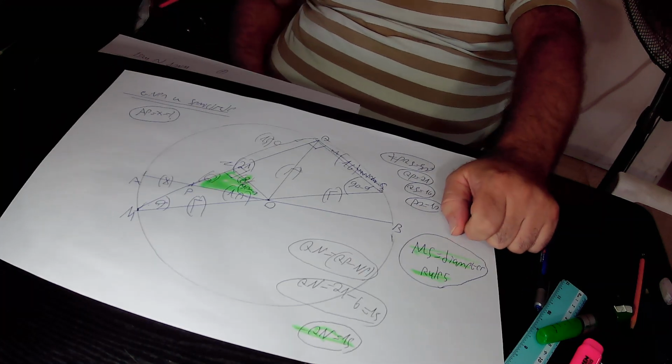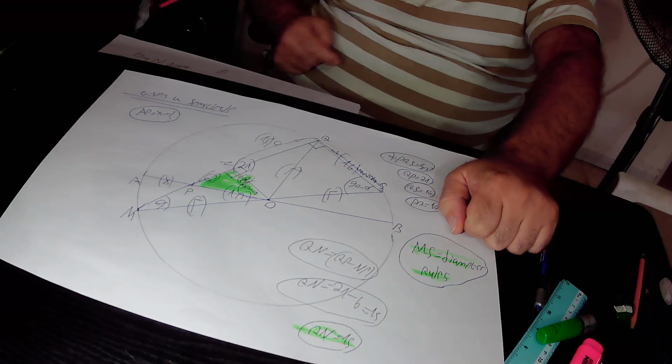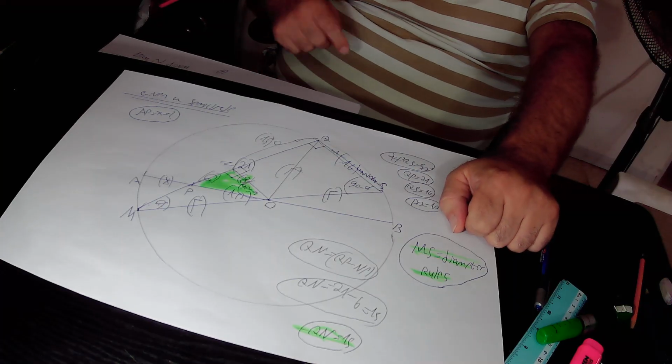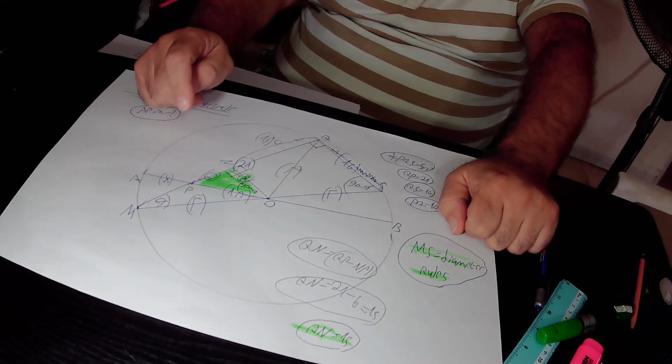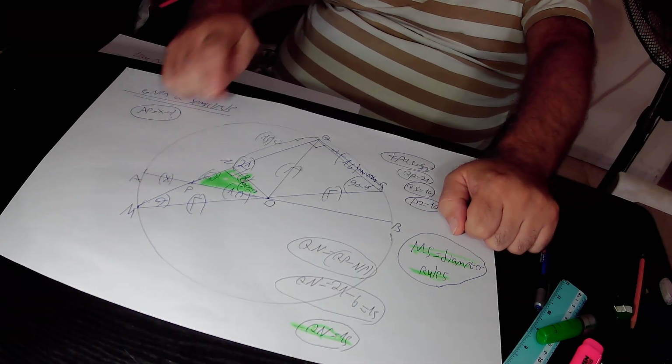So first of all, we completed this semicircle to a circle, and we extended line segment QP by a straight line until it touches the circle at this point, point M.